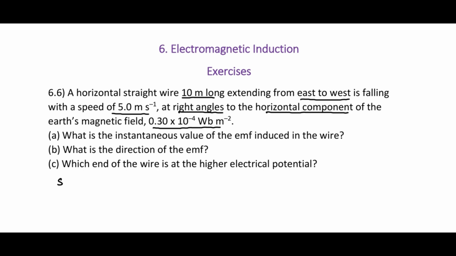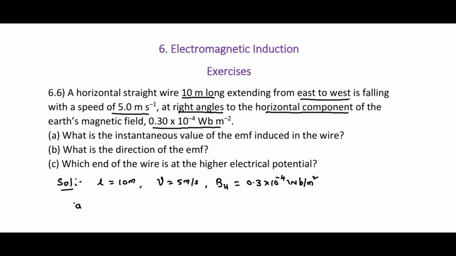Now here, the given data is length of the wire is 10 meter. It is falling with velocity 5 meters per second. And the magnetic field is nothing but the horizontal component of Earth's magnetic field. Its value is 0.3 into 10 power minus 4 Weber per meter square.